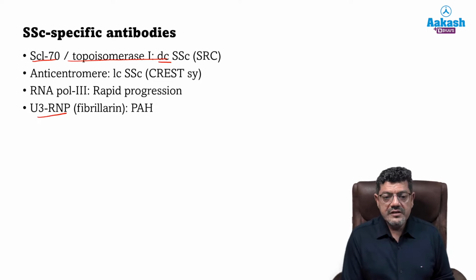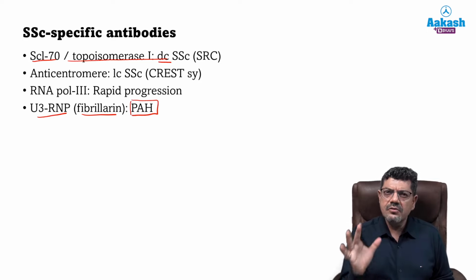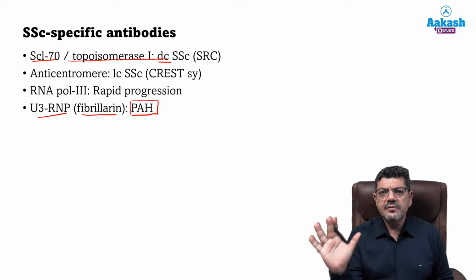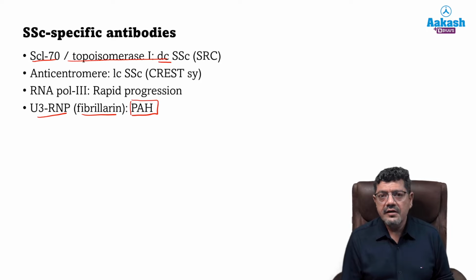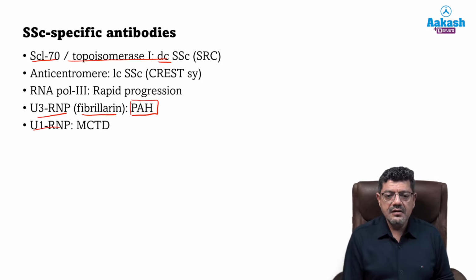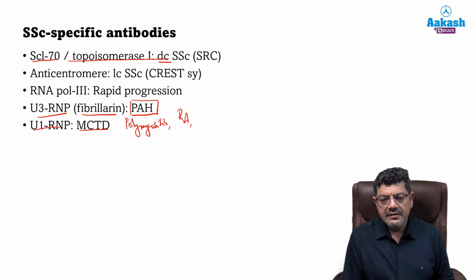Anti-U3RNP, which is one of the choices, or anti-fibrillarin, is associated with pulmonary artery hypertension, the worst prognosis of all varieties of pulmonary artery hypertension, and U3RNP or anti-fibrillarin is a marker for that. U1RNP is a marker for mixed connective tissue disease, which has features of polymyositis, rheumatoid arthritis, SLE, and systemic sclerosis.